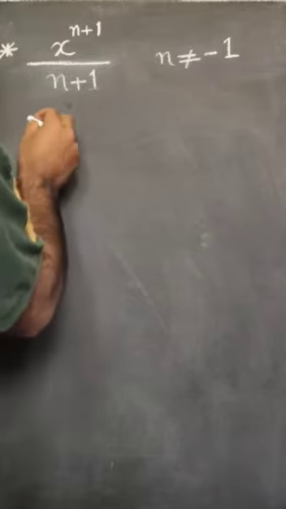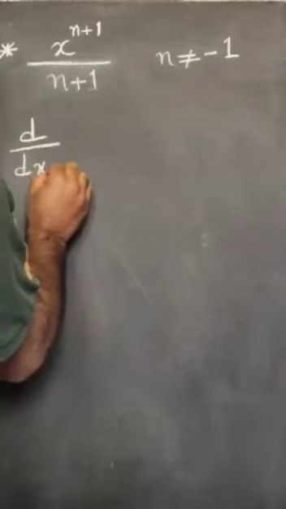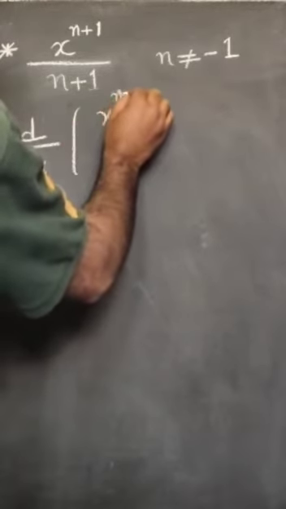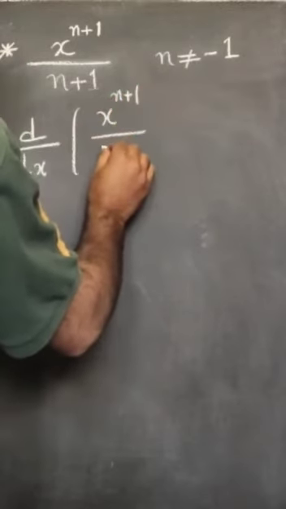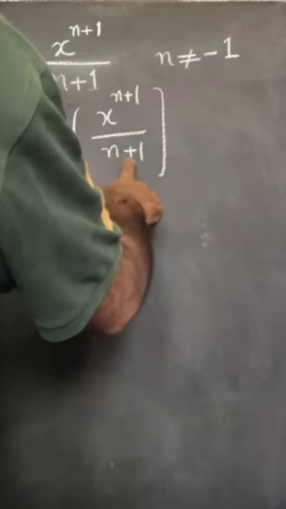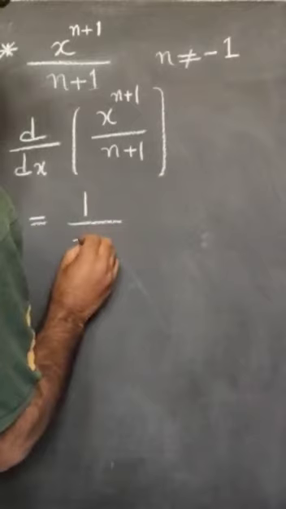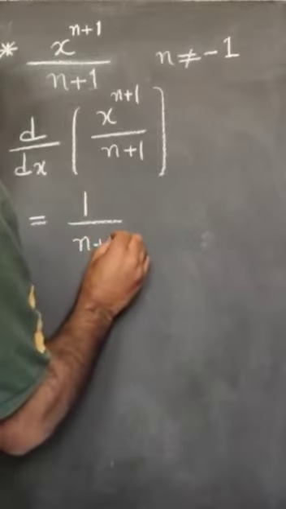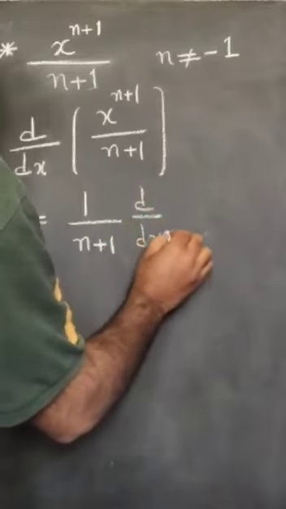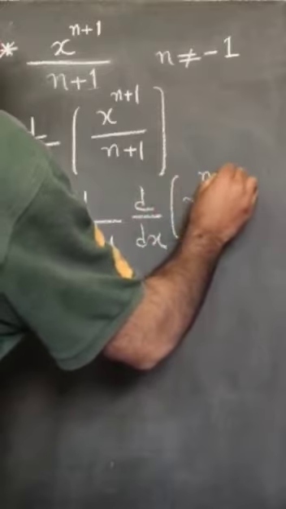Now we differentiate this function. Here, this n plus 1 is constant, so we can write 1 by n plus 1 times the derivative of x raised to the power n plus 1.